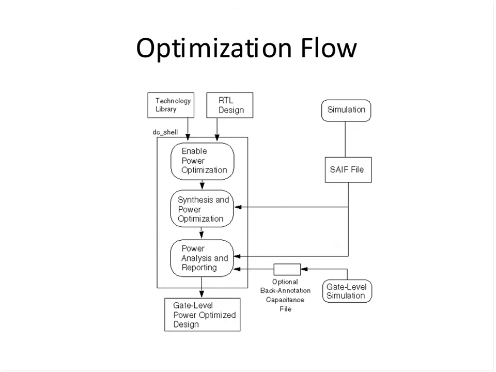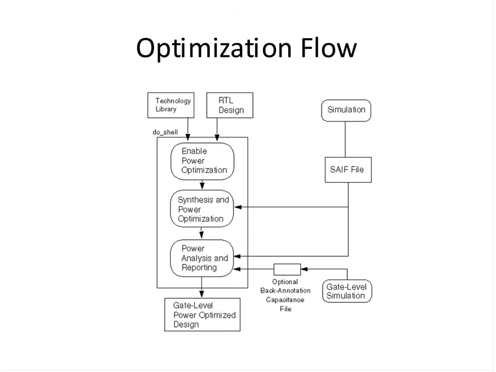So this is the optimization flow. It's very similar to a regular Design Compiler optimization flow. The only thing extra is power. The technology library and RTL design are staples here. We will definitely need that. We just have to enable power optimization, and we will see how we can do that. Then we do synthesis and power optimization.